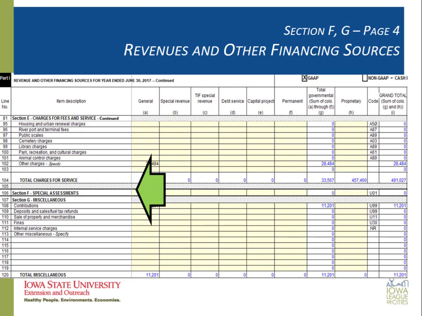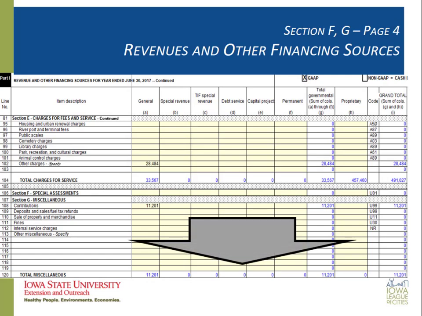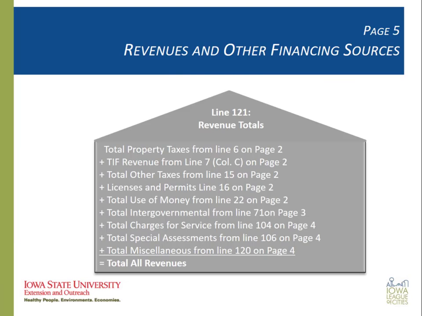Now, all of these sections that we've been working on are going to sum for you. They're going to all add up at the bottom, into those blue numbers. It's all going to add up on line 121. It's going to be the total of the revenues. So the things that you've done on pages 2, 3, and 4 are all going to sum together automatically in the workbook.